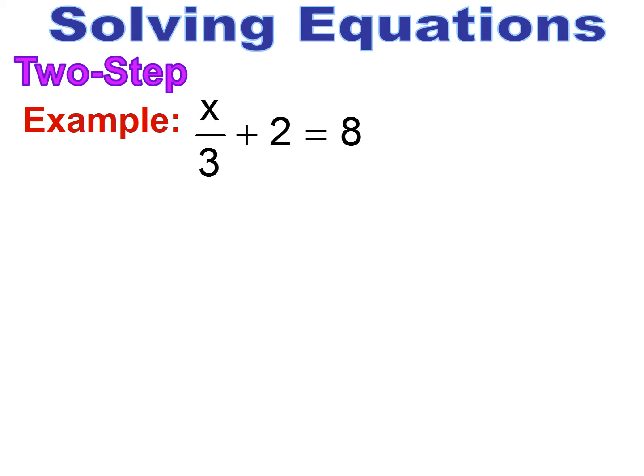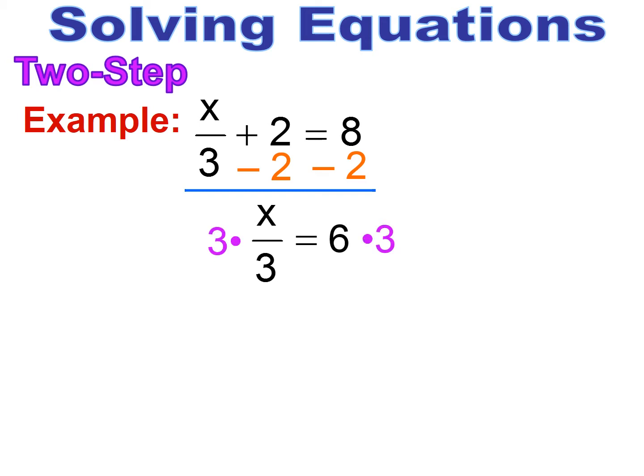Now we have a two-step equation where division is involved. Again, you want to do the plus or minus first. So in this case, the first thing we're doing is subtracting 2. We're going to see that what's attached with the variable is division. So the inverse operation to division will be multiplication. So I multiply both sides by 3, and I get my solution x equals 18.